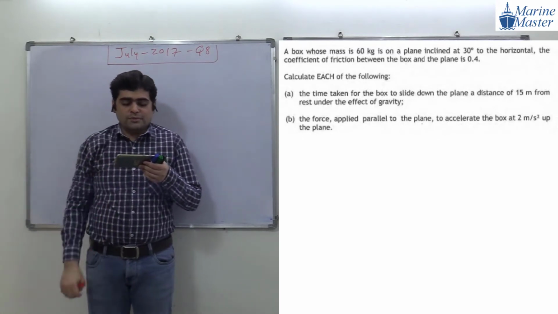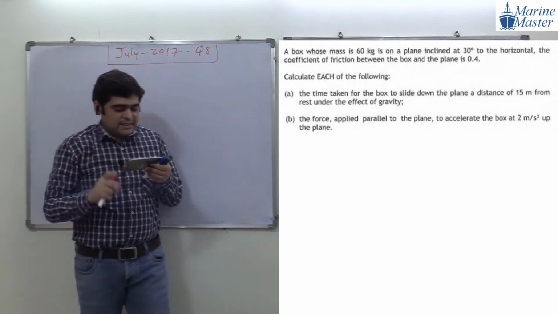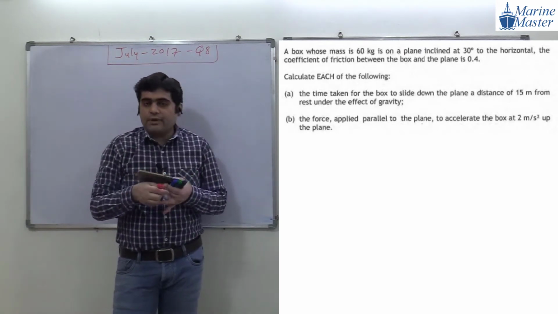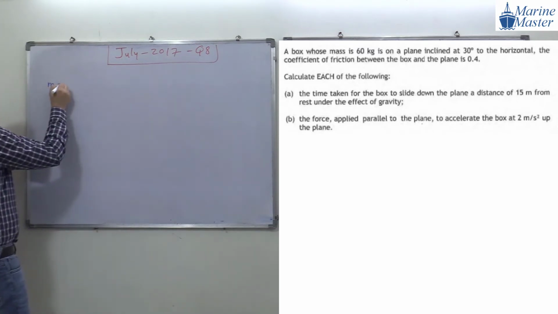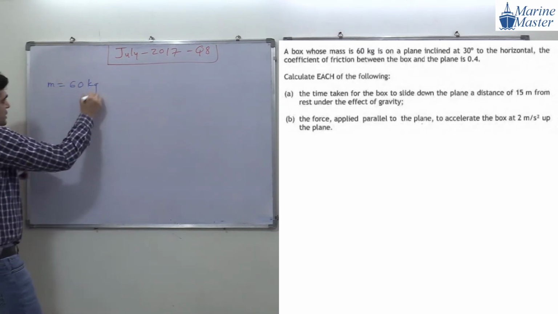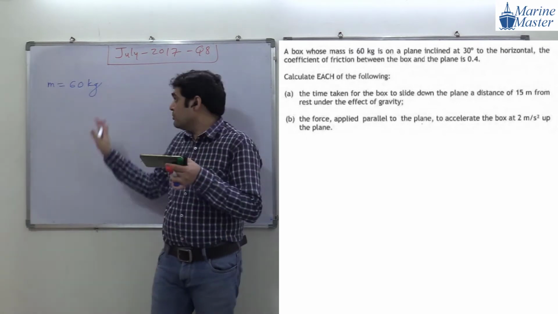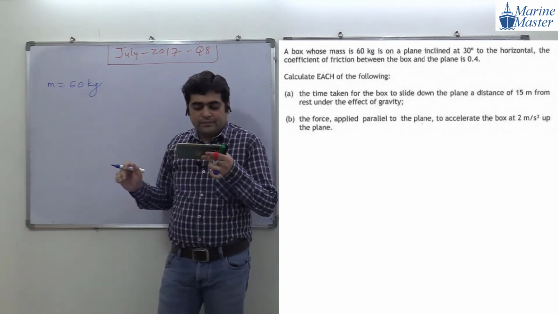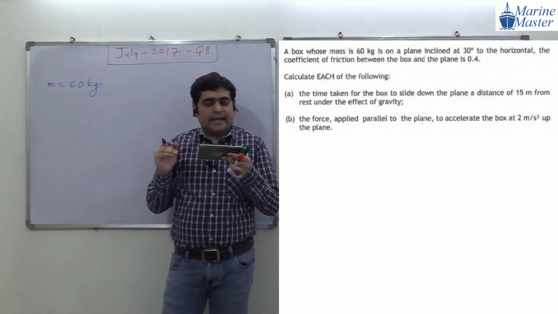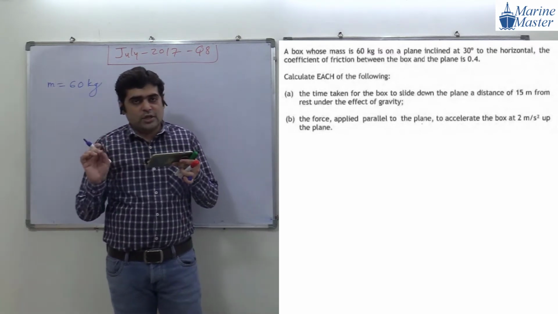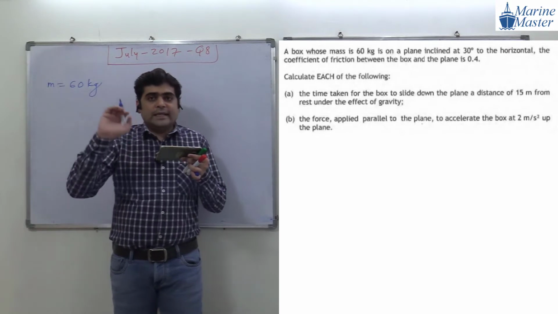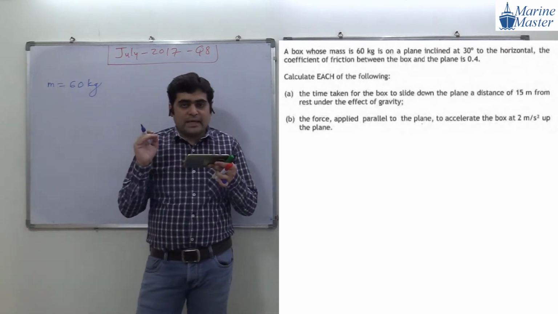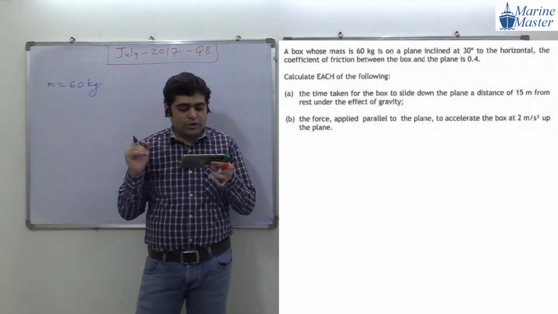We have a box whose mass is how much? 60 kg. See the scenario here. We have a box whose mass is 60 kg on a plane inclined at 30 degrees to the horizontal. So we have a box on an inclined plane, and that plane is making a 30 degree angle with respect to the horizontal.